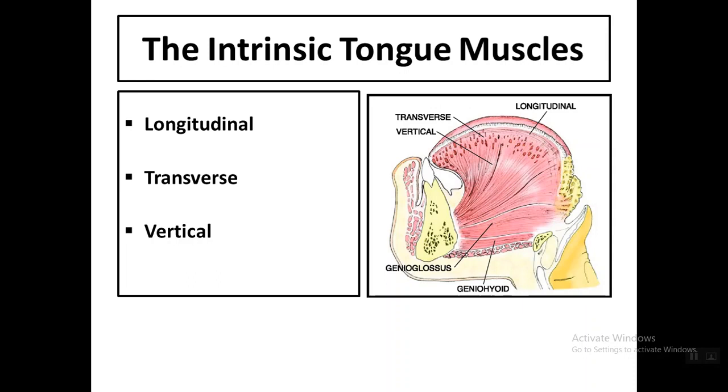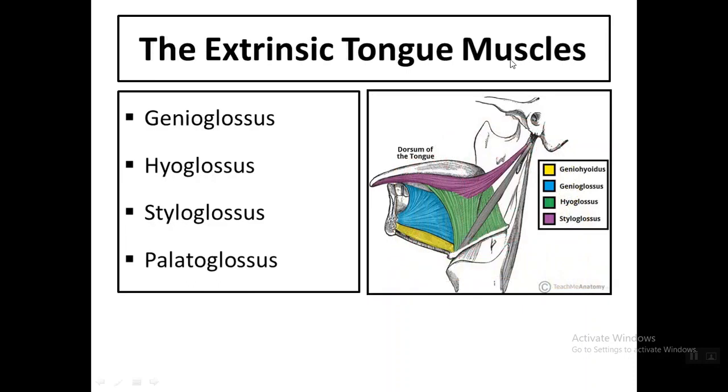They are supplied by the hypoglossal nerve. The extrinsic tongue muscles, which we see here, are the genioglossus, the hyoglossus, the styloglossus, and the palatoglossus. These are the extrinsic tongue muscles. Also they are supplied by the hypoglossal nerve.